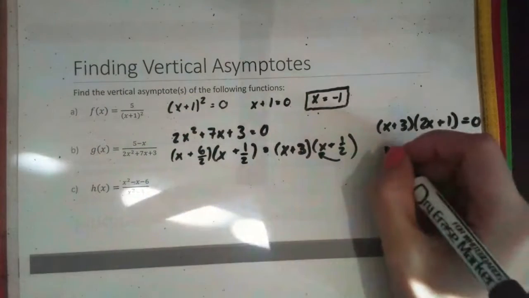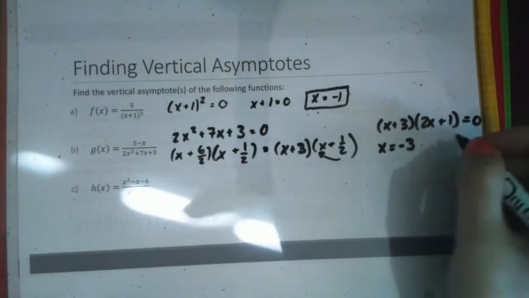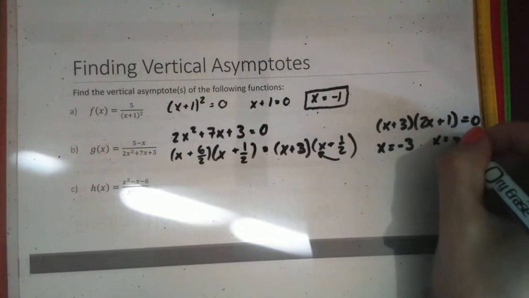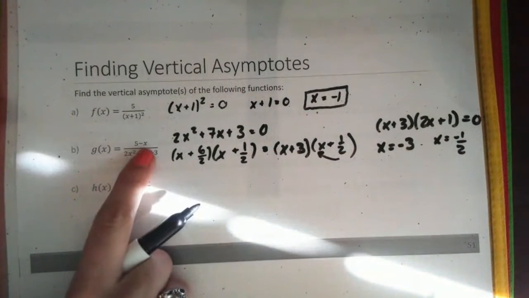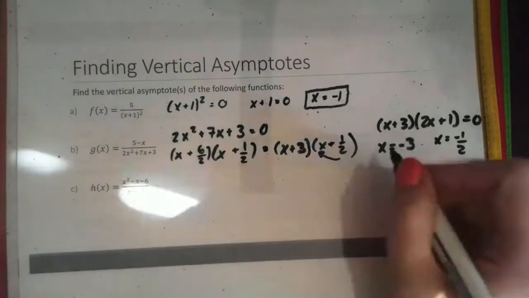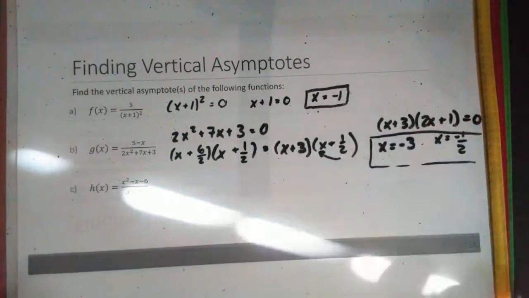If x plus 3 is equal to 0, then we get x is equal to -3. And if 2x plus 1 equals 0, we get x is equal to -1/2. If I plug those in for x, neither of them is going to give me a 0 in the denominator, so these are both vertical asymptotes.